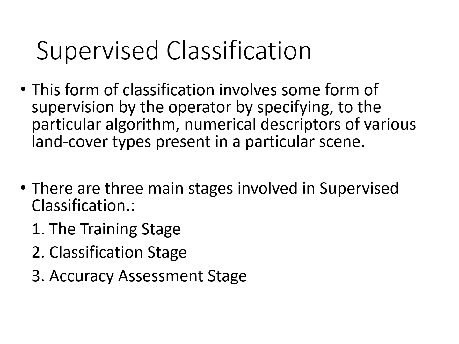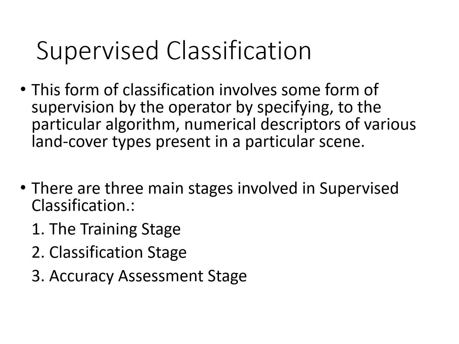So supervised classification requires some supervision, right? You need to be specifying to whatever algorithm you use a numerical description of various land cover types present in a given scene. So that means you first have to determine what classes you're going to need to use, and then you're going to need to collect information in the form of training samples that you can use to define the spectral characteristics of each one of those classes.